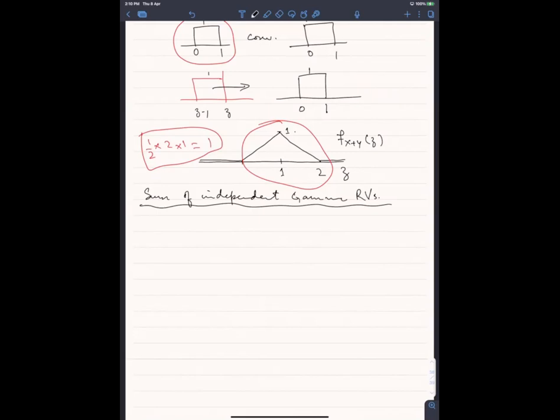Everyone recalls the exponential random variable: an exponential random variable with parameter lambda has a distribution given by lambda e to the minus lambda x for x greater than 0. Its shape looks like this. And we said that this has a memoryless distribution.